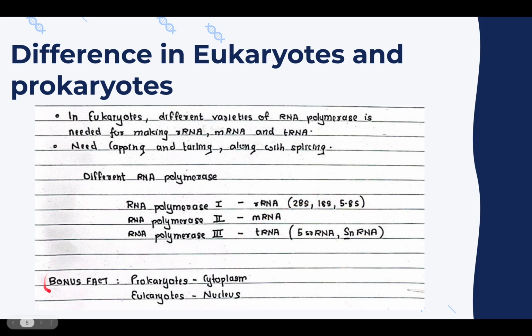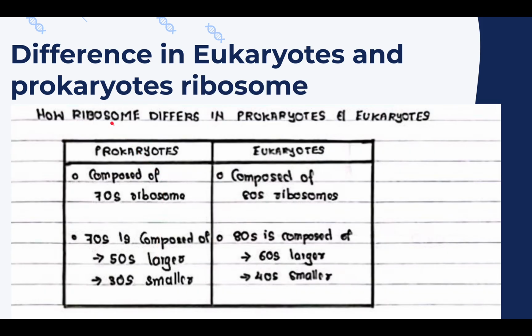So, bonus fact: in prokaryotes, the process of translation happens in the cytoplasm, because they don't have a well-defined nucleus, and in eukaryotes it happens in the nucleus because they are higher organisms. So, how does ribosome differ in prokaryotes and eukaryotes?